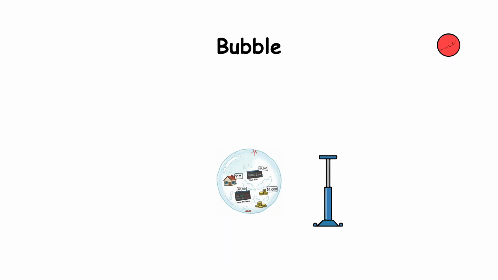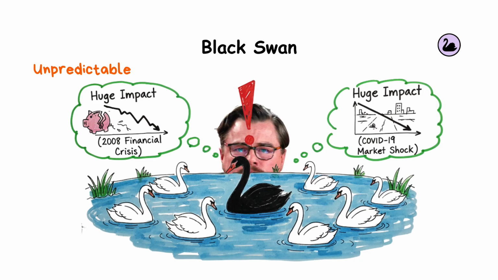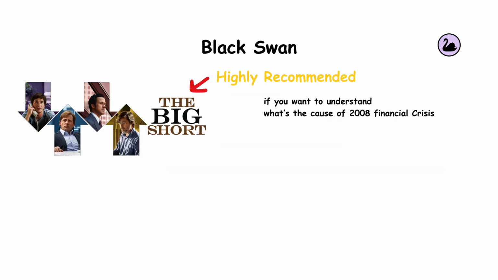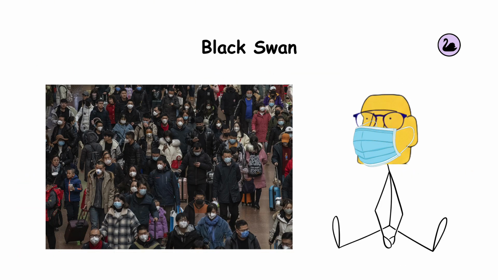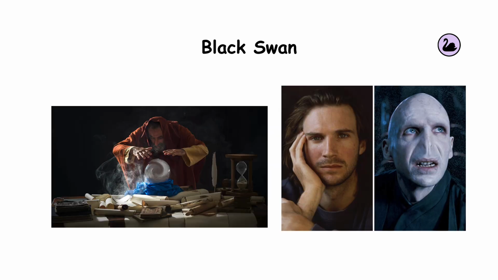Bubble. A bubble is when prices rise far beyond actual value, and sooner or later, it bursts. Black swan. A black swan is a rare, unpredictable event with huge impact. Examples include the 2008 financial crisis and the COVID-19 market shock. These events are nearly impossible to predict, but change markets deeply.